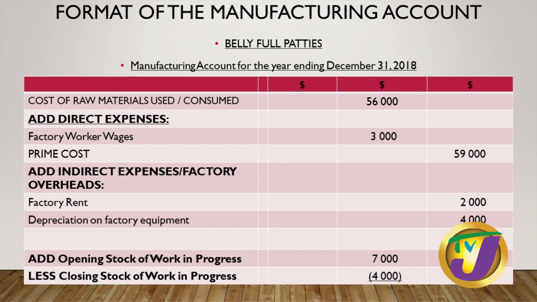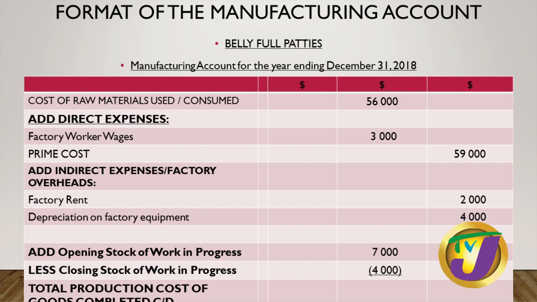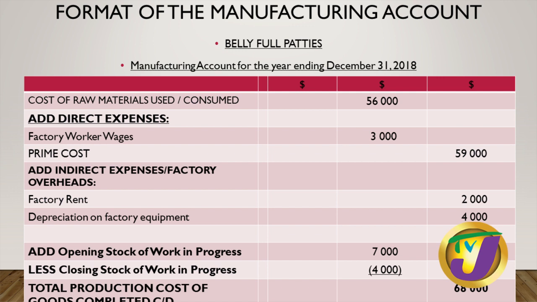And that will give me $3,000. Okay? I'd like to take the liberty of calling it my net stock of work in progress. Students, when we do that calculation, when we say 7,000 minus 4,000, we get $3,000. And that will give us our total cost of production, which is a figure of $68,000.